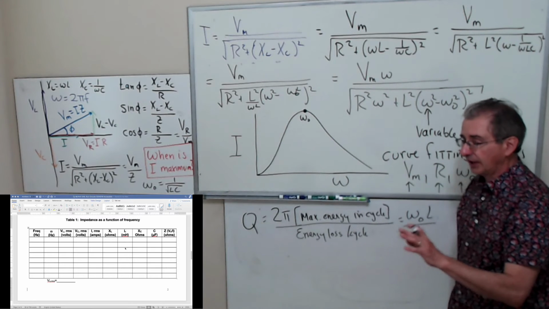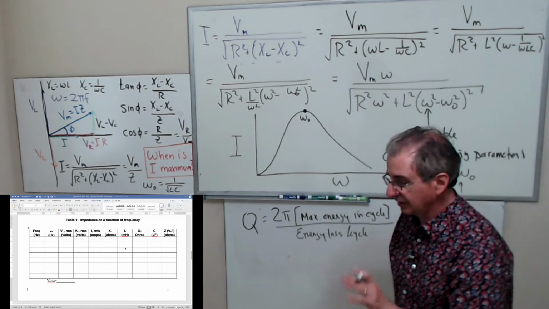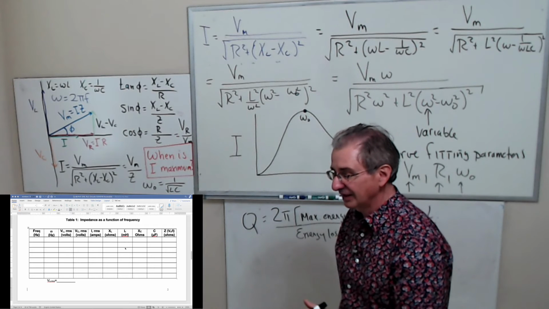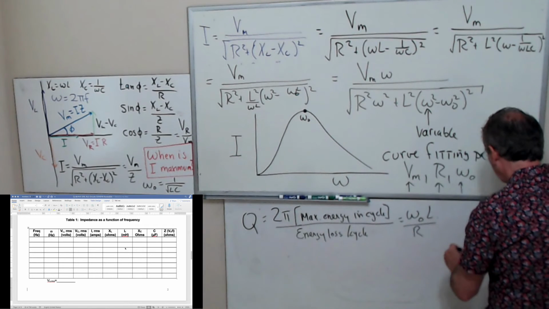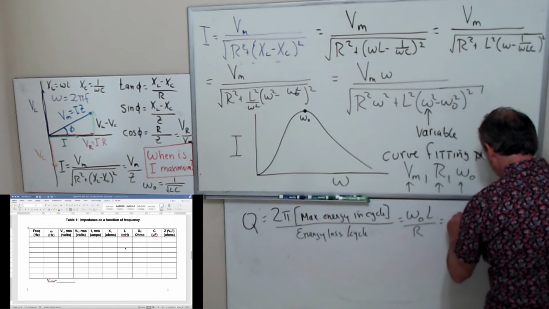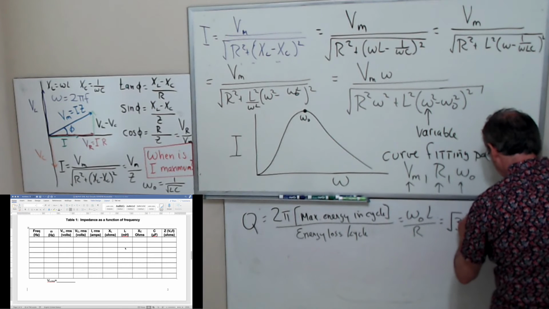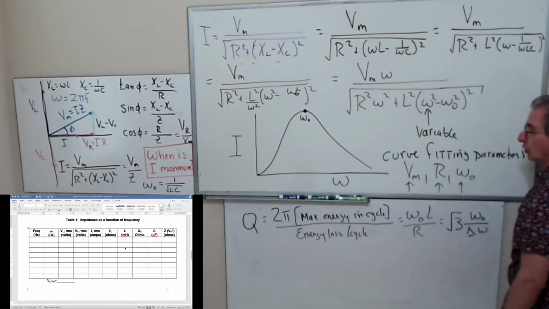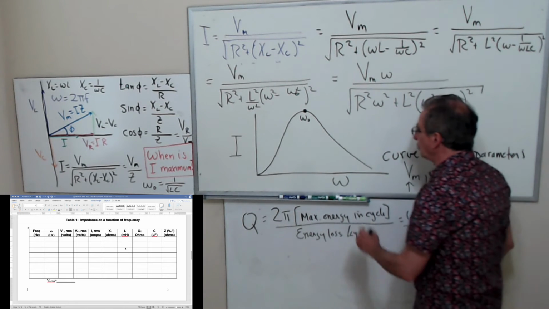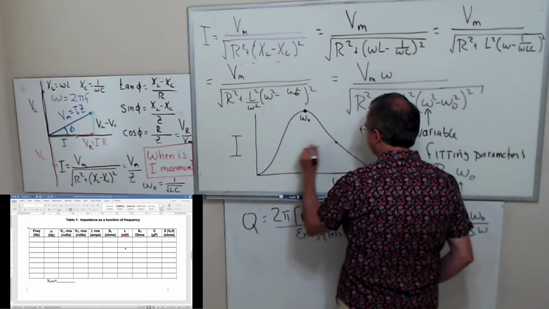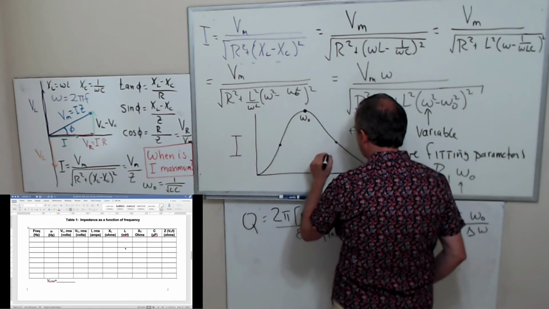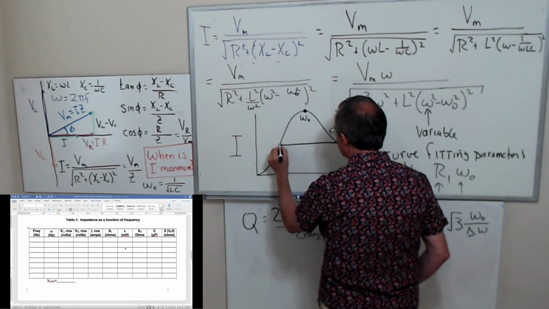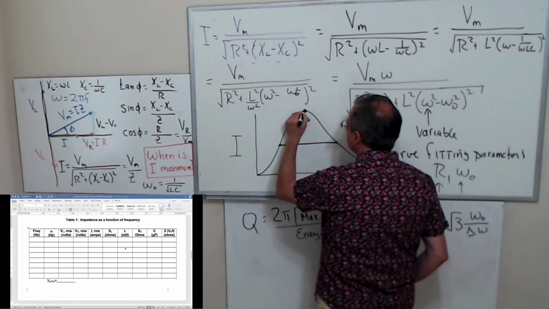I'm not going to prove it here, but I have a video. It's like a 10-minute video in your module. You have to watch it. And it proves that this is equal to the square root of 3 times the resonant frequency over delta omega. Now what's delta omega? Delta omega is called the full width at half maximum. It's the difference in the two frequencies at which you get half the peak.